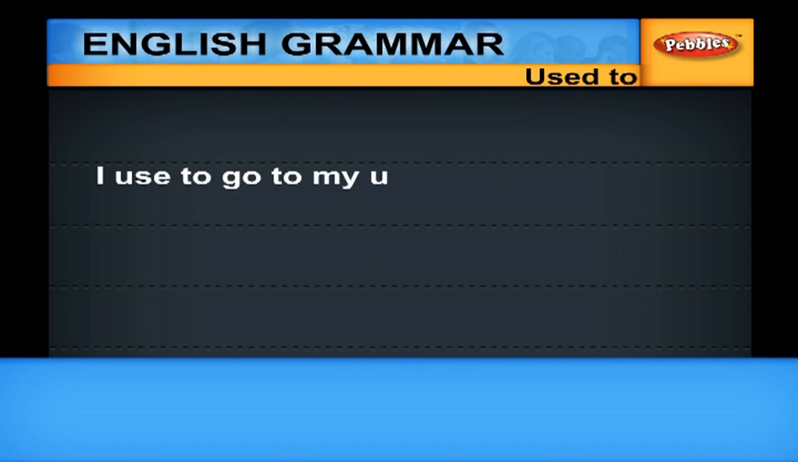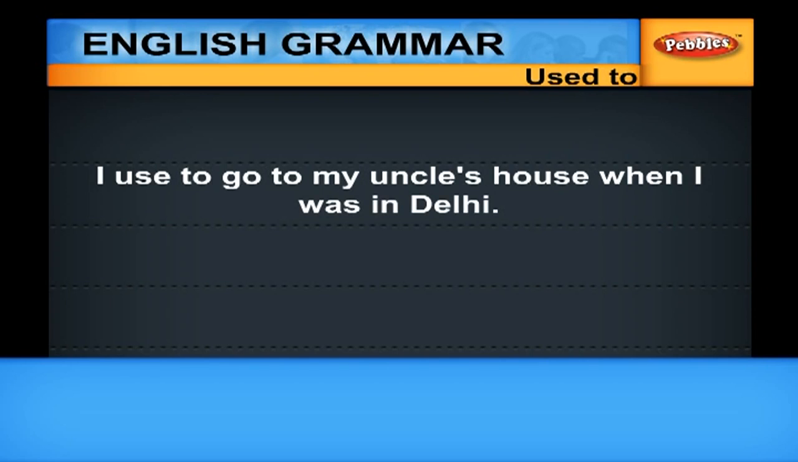I used to go to my uncle's house when I was in Delhi. Here it means that I don't go to my uncle's house now. But generally, we use used to even while referring to an action that is still being practiced by us.